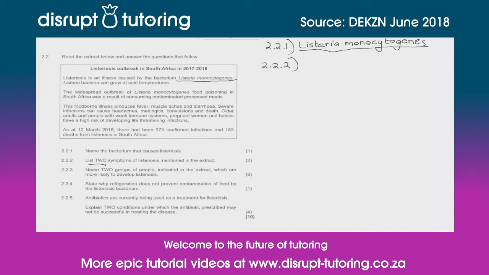List two symptoms of listeriosis mentioned in the extract. Now there are a few symptoms, and if we have a look in the third paragraph, they list them there. Fever, muscle aches, and diarrhea, and severe infections can cause headaches, meningitis, convulsions, and death. The question specifically asks for two, so we'll just choose any two, and I'm going to go with fever and muscle aches.